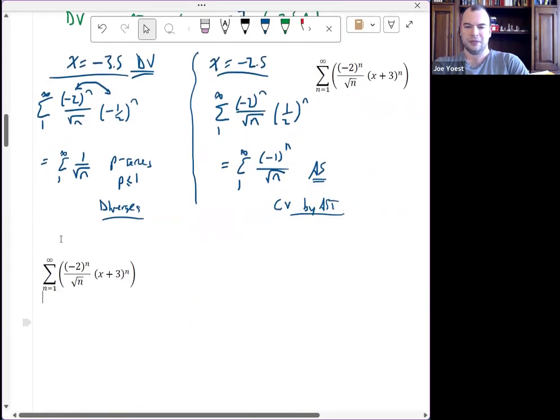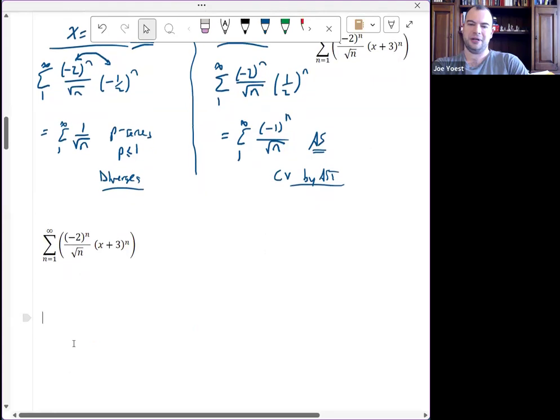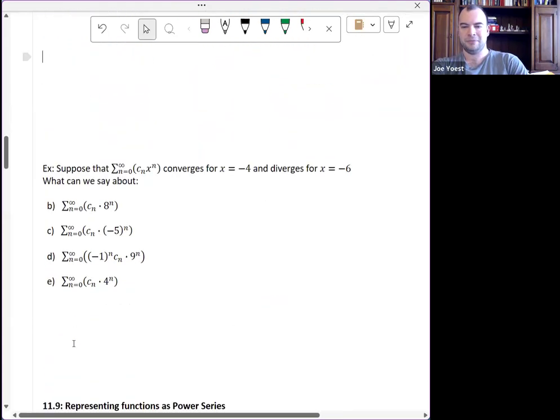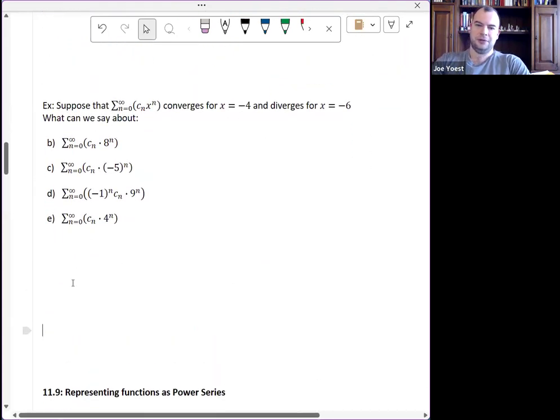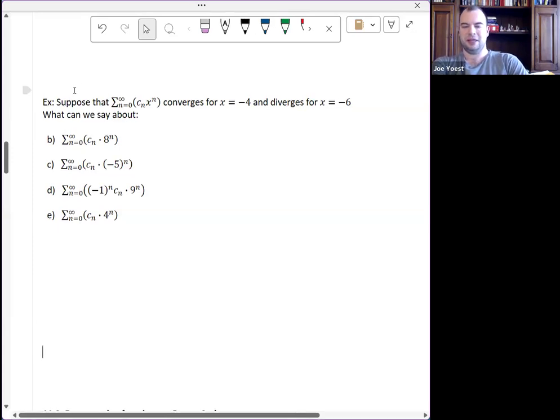Okay. I don't know why I have this copied again down here, but so one last problem in this section.